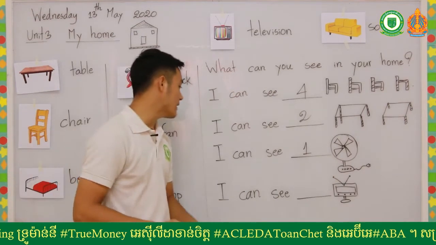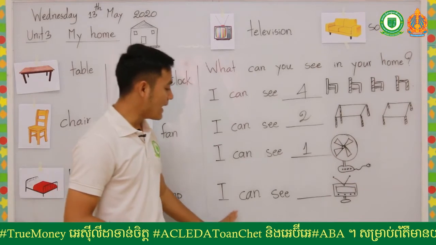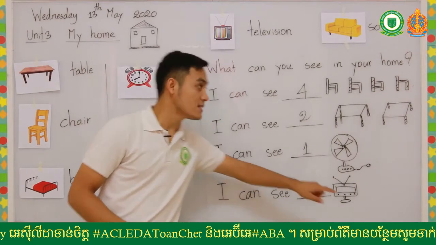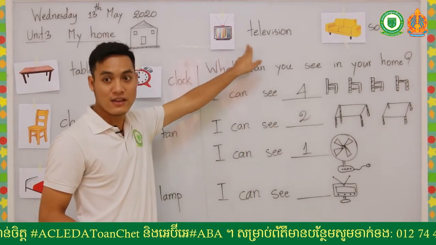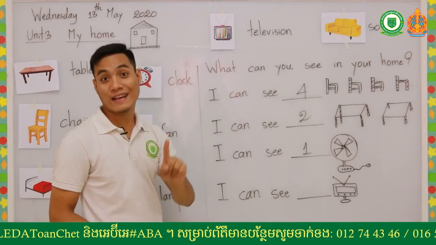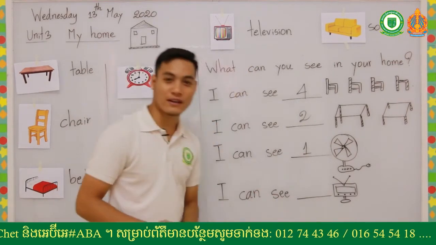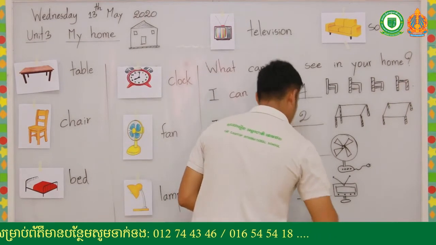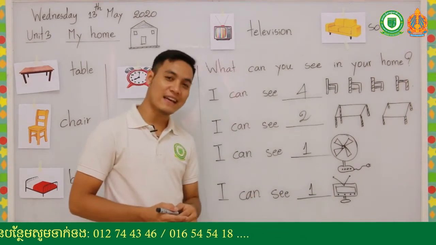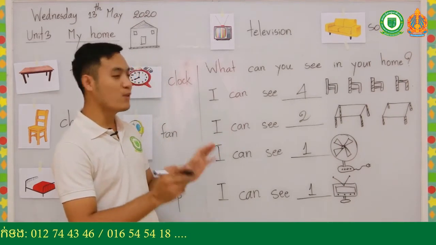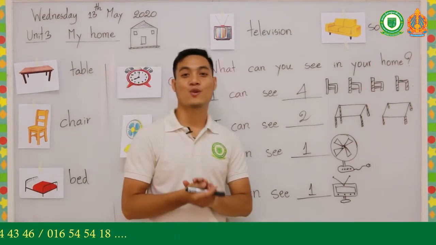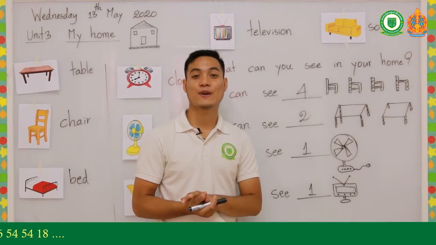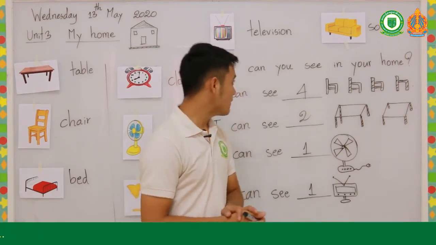And the last one is, I can see, what's this? Television, all right, television. But how many televisions? Only one. Look, only one. And then you answer, I can see one television. Okay, so this is how you describe your home, the things in your home. Okay, so that's it for part two.